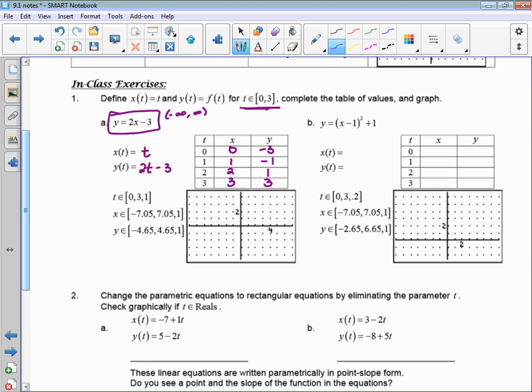Okay, let's plot our points. So 0, negative 3. 1, negative 1. 2, 1. 3. Should I count right? I did not count right.